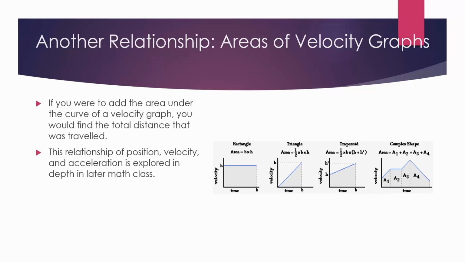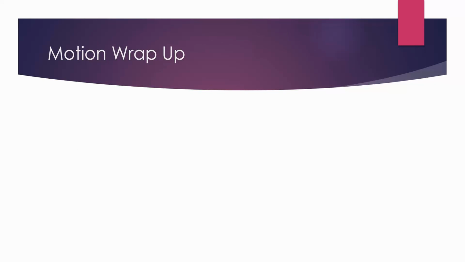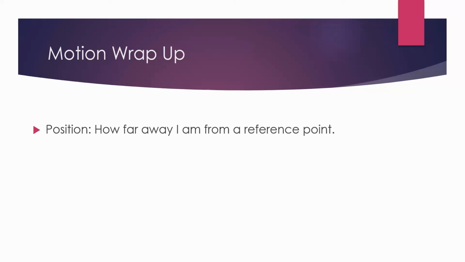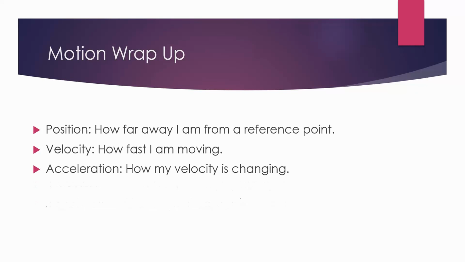So let's do a quick wrap up. Position is how far away I am from a reference point. Okay. So there's some place, be it home, be it Granite Oaks, be it whatever reference point you want, and you want to see how far you are from that place. If you were to take the slope of that particular graph, you would find out how fast you're moving. Okay, and you could actually graph the slopes basically. And if you graphed all those slopes, you would have a velocity versus time graph, and that would show you how your speed is changing with time. And if you were to look at the slope of that particular graph, you would find acceleration graph. And acceleration is how fast your velocity is changing with time, and that too can be graphed.